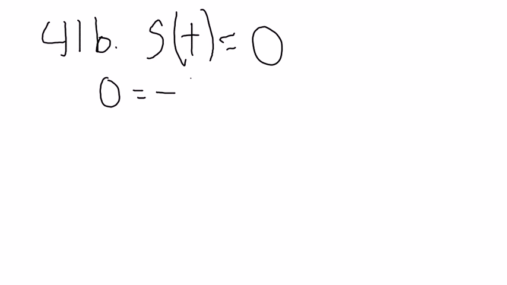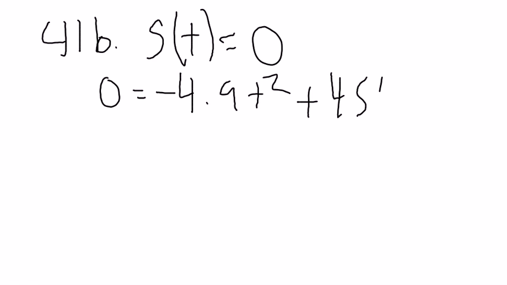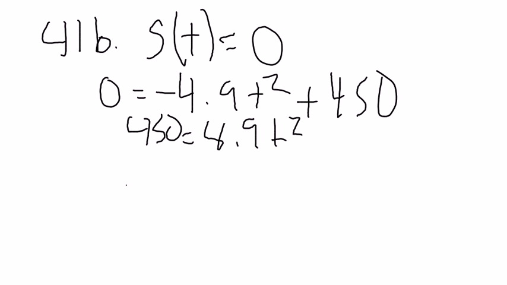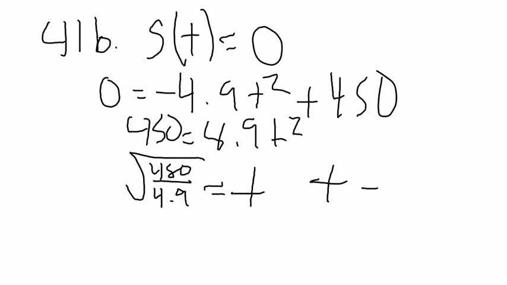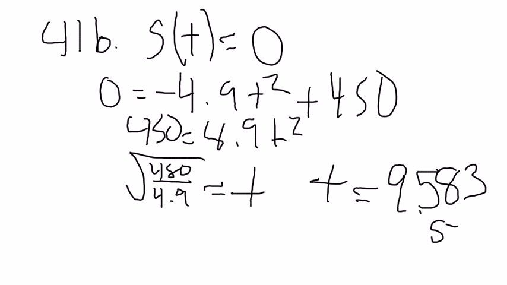0 is equal to negative 4.9 t squared plus 450. Simplify. 450 is equal to 4.9 t squared, and then the square root of 450 over 4.9 is equal to t. t is equal to 9.583 seconds. And that's B. Erase that now so we can do C.